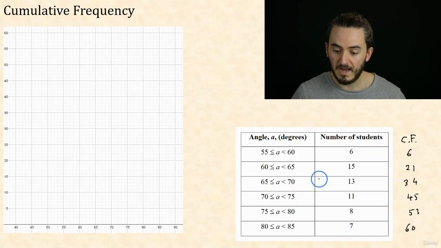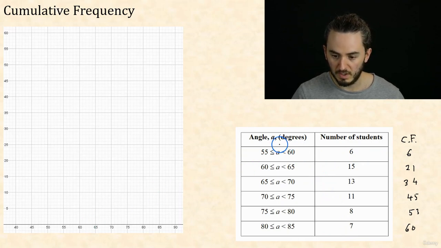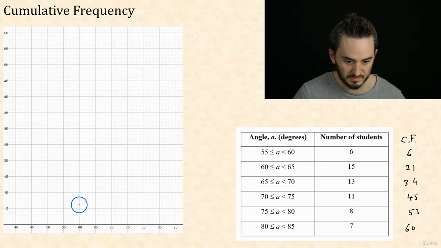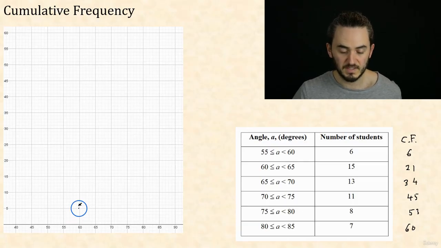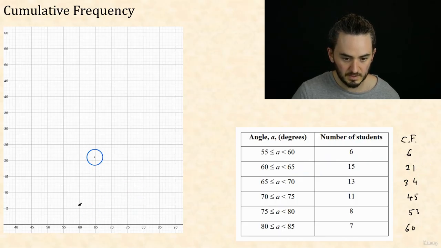And what we're plotting in our cumulative frequency graph is the cumulative frequencies against the upper bounds. So for the first one, we're plotting 6 against 60. So 60 on the x-axis here and 6 on the y-axis. So that tells me that 6 students drew angles up to that point. The next one I plot is 65, the upper bound here, against 21. So 65 against 21.